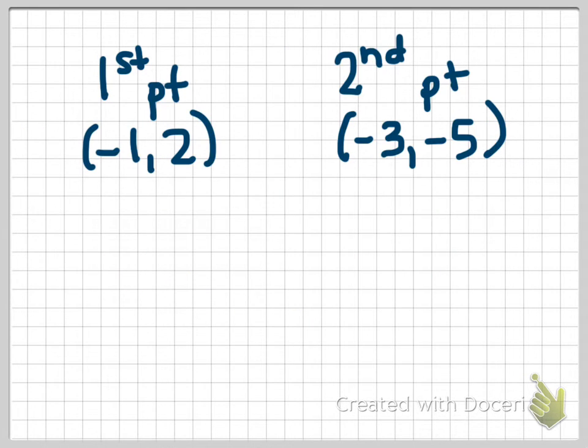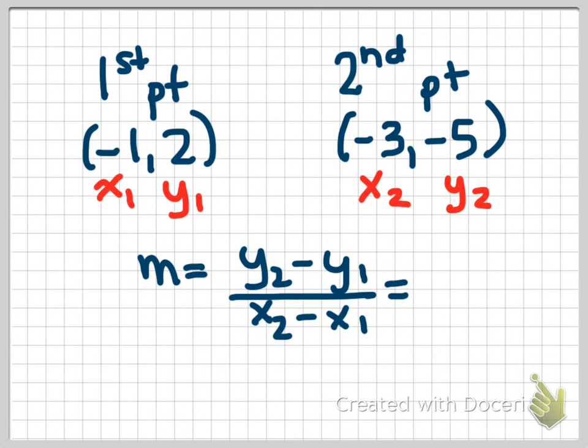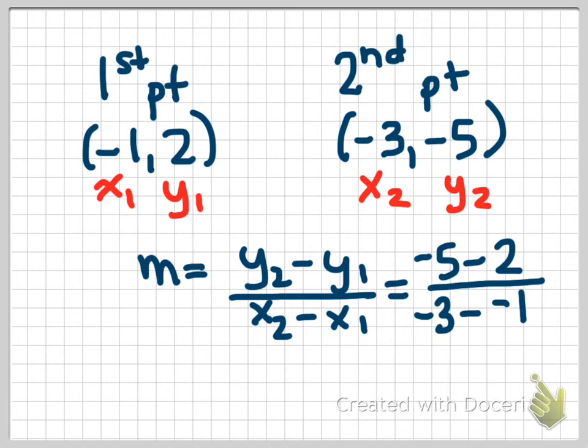Okay, so here's another example with just the points without graphing. This is the y of the first point, this is x of the second point, y of the second point. We're going to use the formula m equals y2 minus y1 over x2 minus x1. Okay, so y2 is negative 5 minus y1, which is 2. x2 is negative 3 minus x1, which is negative 1. So the slope for this line is negative 7 over negative 2.